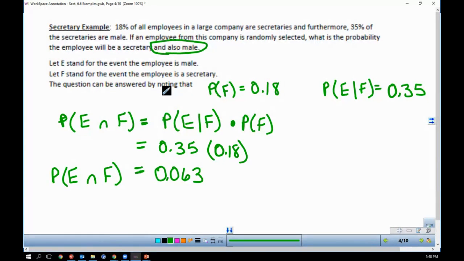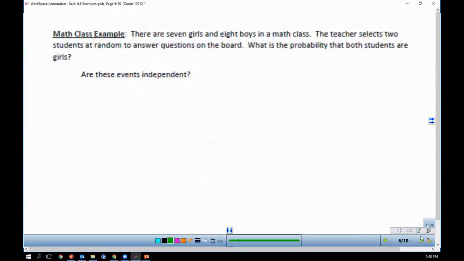Okay, so let's look at the next example. So there's 7 girls and 8 boys in the math class. The teacher selects 2 students at random to answer questions on the board. What's the probability that both are girls? Now, we're going to assume here that they're going up to the board at the same time. So one's going to one side, one's going to the other. They're going at the same time. Would these events be independent?